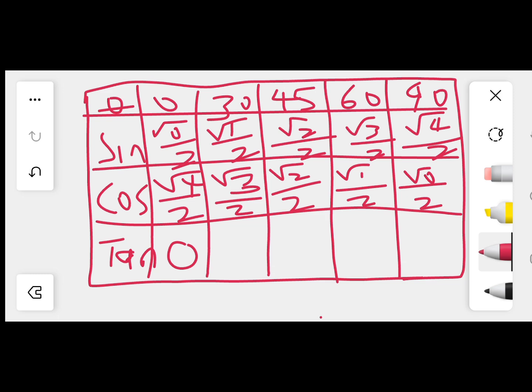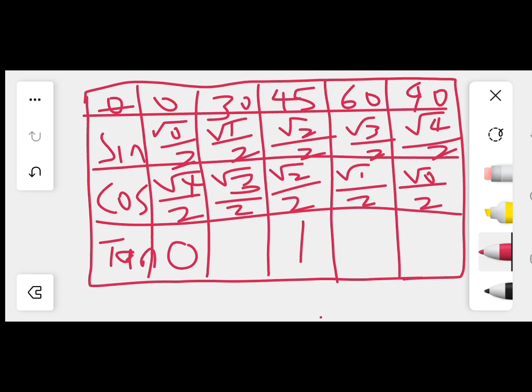Look at tan 45. Can you see the value of sine 45 and cos 45 are exactly the same? So when you are dividing two values that are the same, your answer is 1. Right? So now let's go back to tan 30. How do I get tan 30? All I need to do is 1 over 2 divided by root 3 over 2.